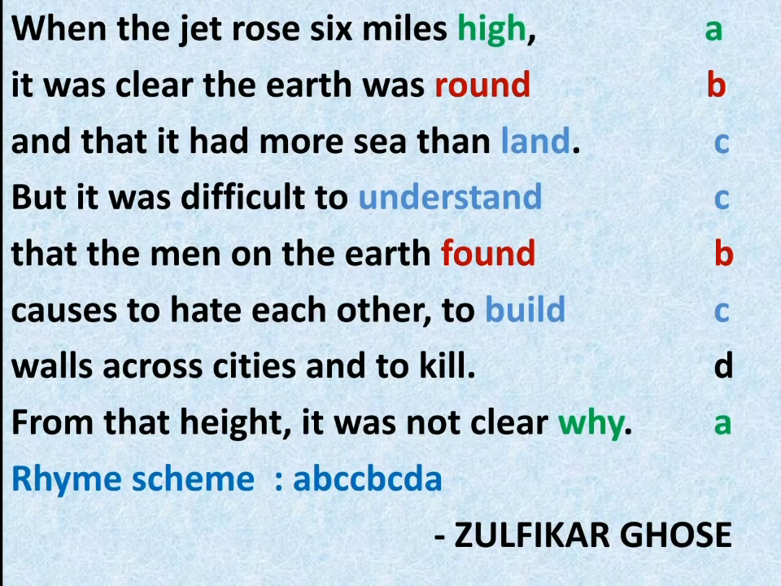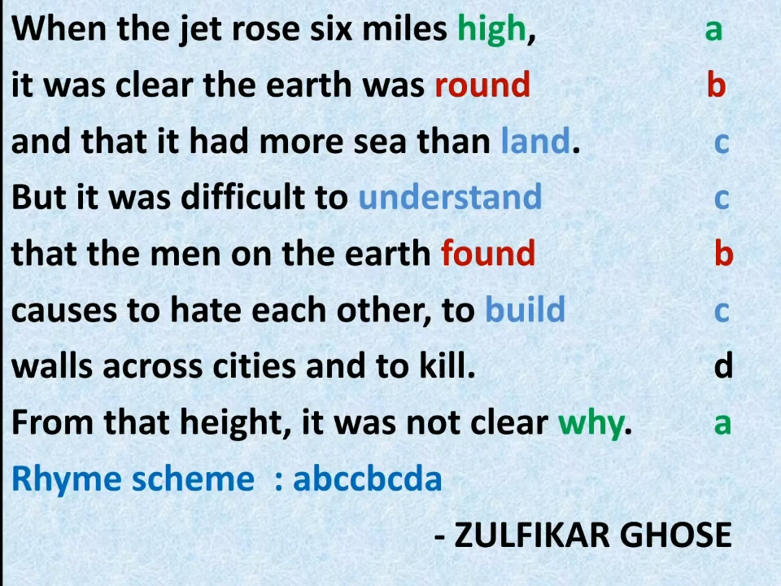So in the next stanza we'll see the rhyme scheme. When we write the rhyme scheme, children, you have to underline the last word of each and every line. Now the first one, high, will go with A. Then round. Round is not rhyming with high, so we go with B. Land also is not rhyming with the other two, so we'll take C. Understand. So understand and land are rhyming, so we take the same alphabet C. Then found. Found is rhyming with round, so for round we have given B, so found will be B, right?